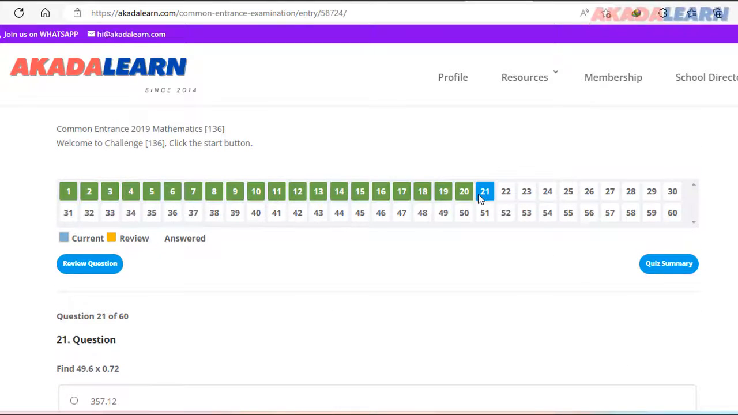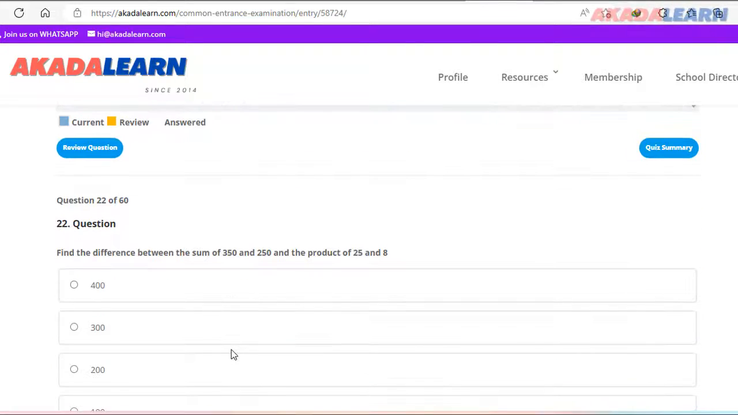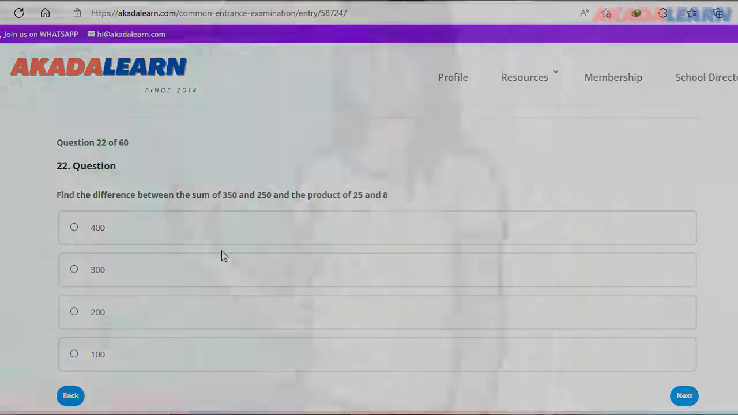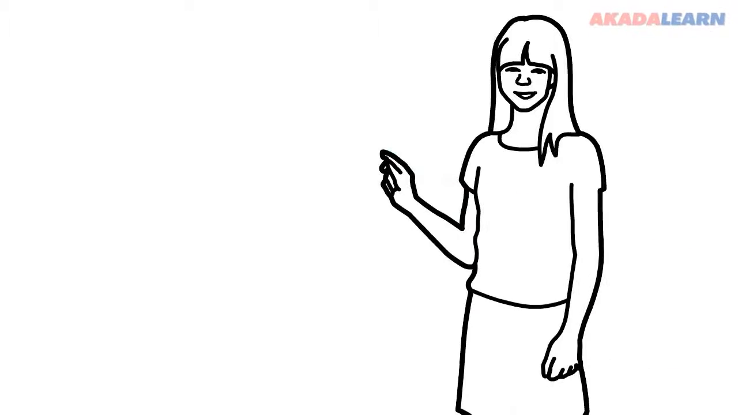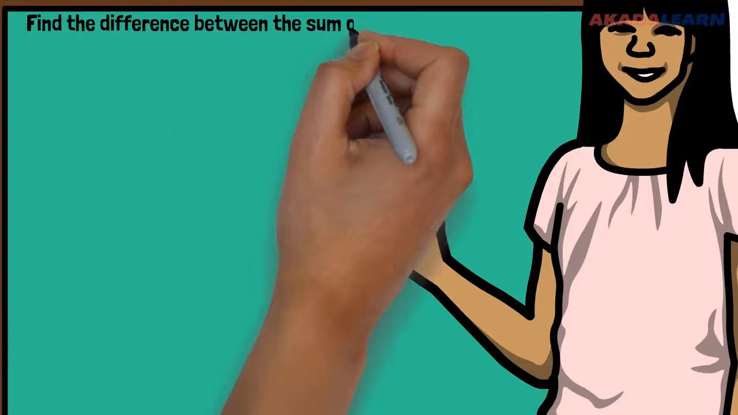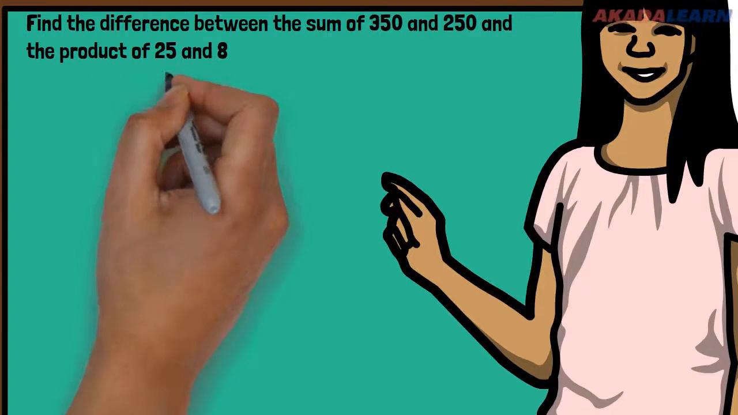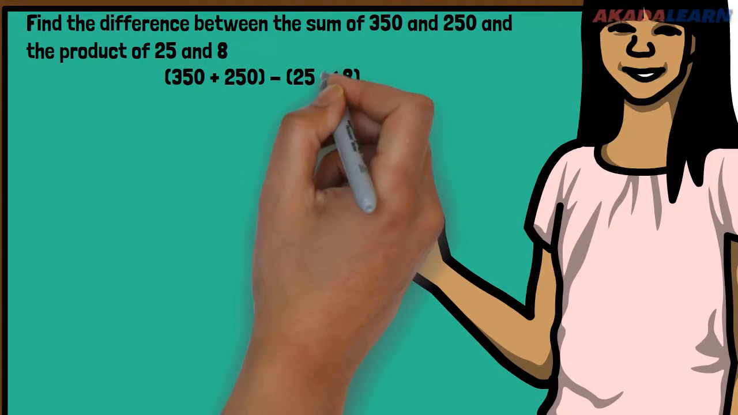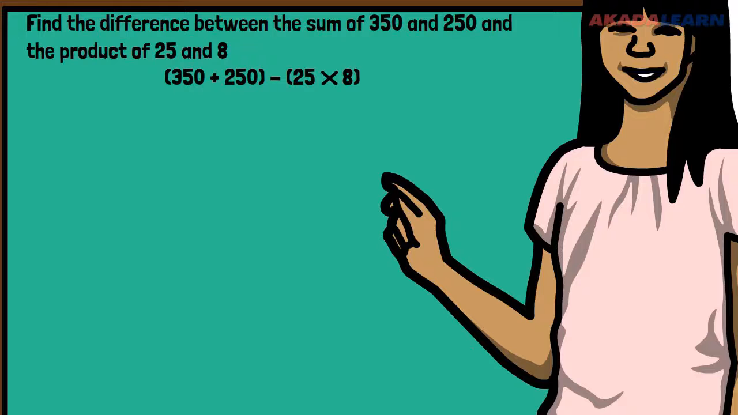Alright, so let's go to the next question. Question 22. Find the difference between the sum of 350 and 250 and the product of 25 and 8. So over to our solutions video and see how we get that answer. Alright, so let's look at the next question. So let's arrange them. What we want to do: 350 plus 250 minus 25 times 8.